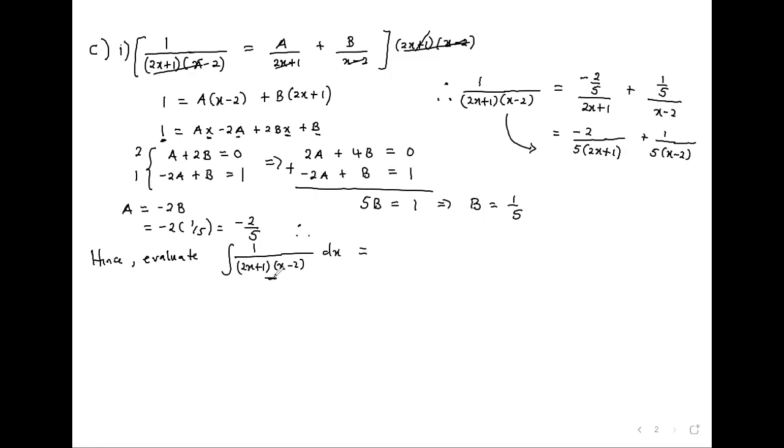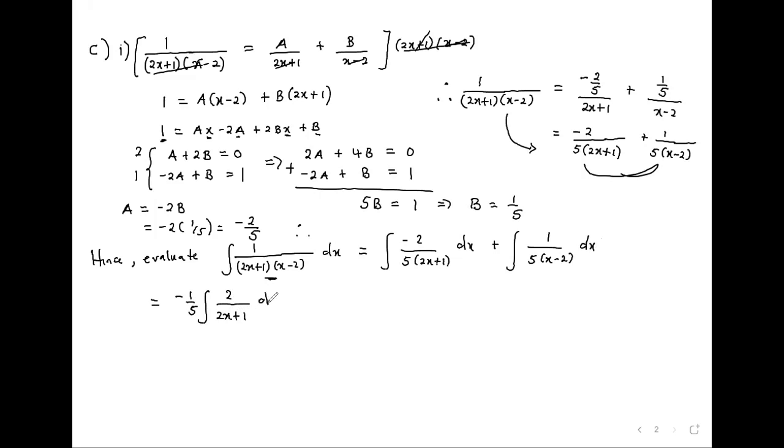So since we know the partial fractions of this are here, then we integrate -2/5 over 2x plus 1 dx plus 1/5 over x minus 2 dx, which is equal to, we can actually just take -1/5 and leave 2/(2x plus 1) dx, plus take also 1/5 and leave 1/(x minus 2) dx.